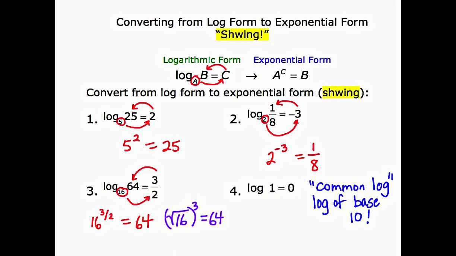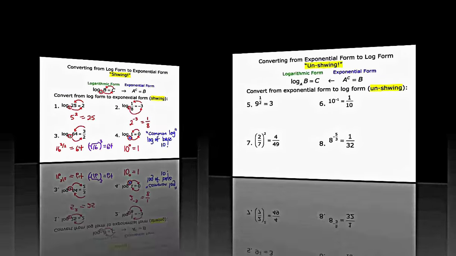So if you want to, you can actually write the number 10 in as your little base. Once that base is clearly identified, we can do a swing and write the problem as an exponential equation. Having done the swing, we get the result 10 to the power of 0 is equal to 1. So on this slide, we learned how to convert from logarithmic form to exponential form. And at my school, we call that a swing.